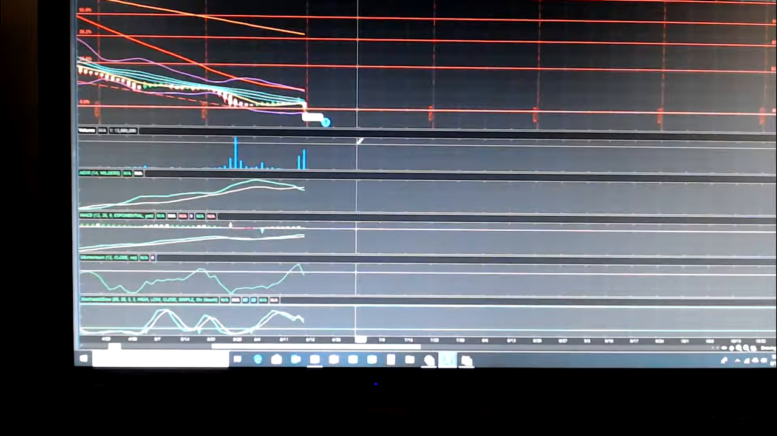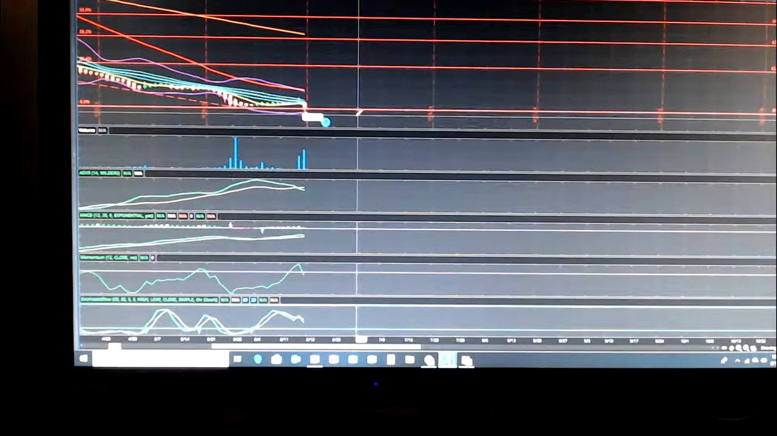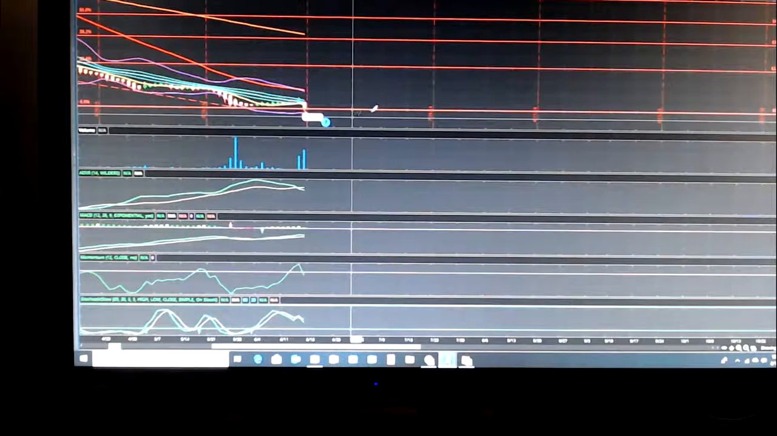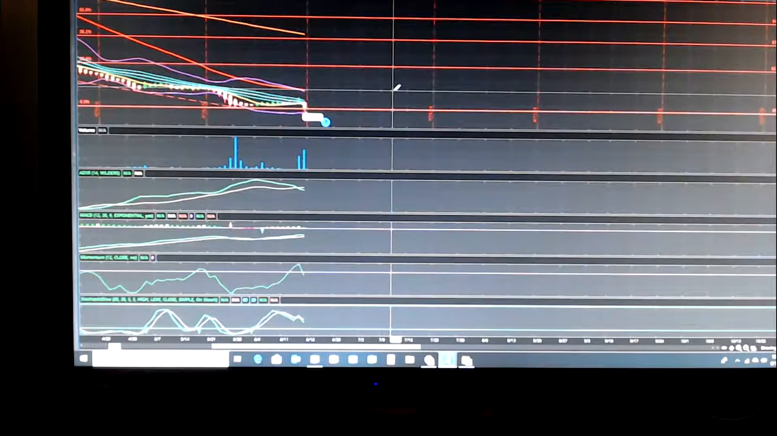So anyways, I hope you guys enjoy looking at this, the way I look at my technicals and how I find breakouts before they happen.